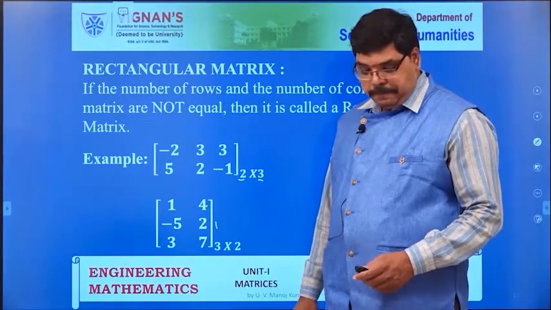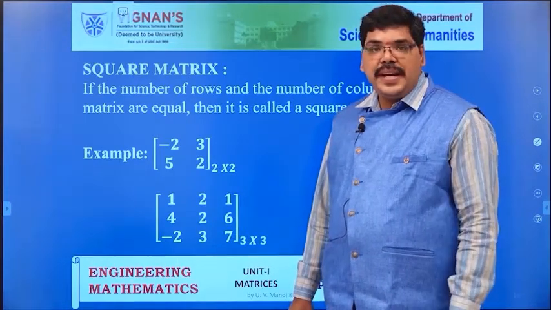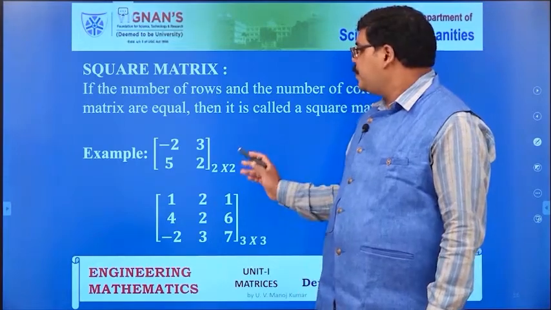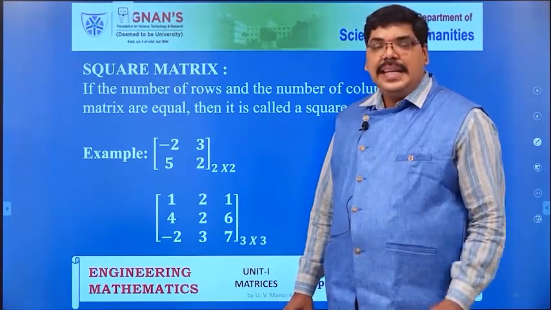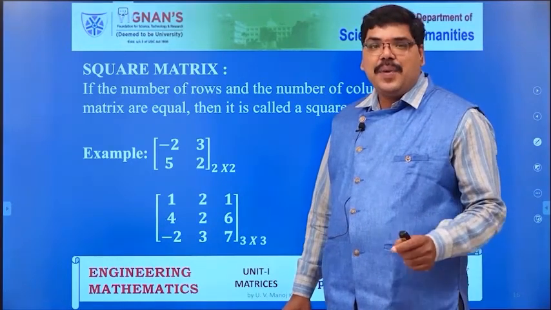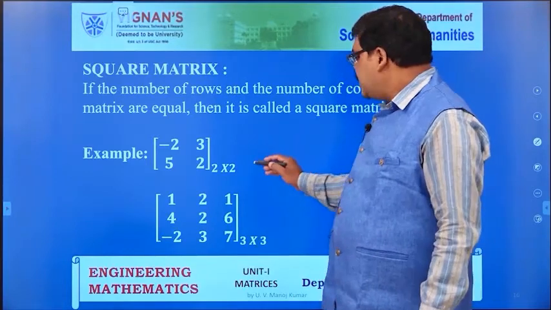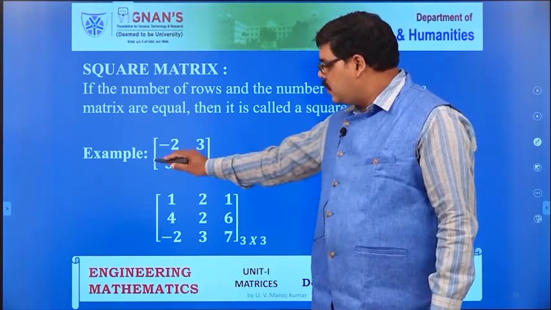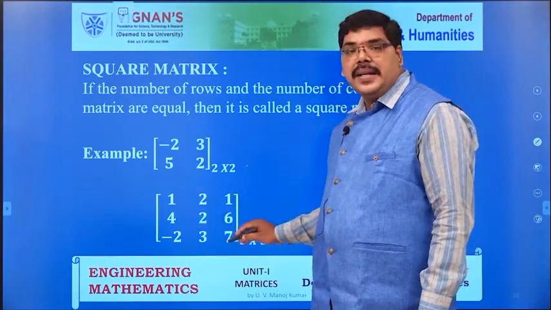Next, the next type of matrix is the square matrix. In a square matrix, the number of rows equals the number of columns. See the examples here. This is a 2 by 2 matrix. This is a 3 by 3 matrix.